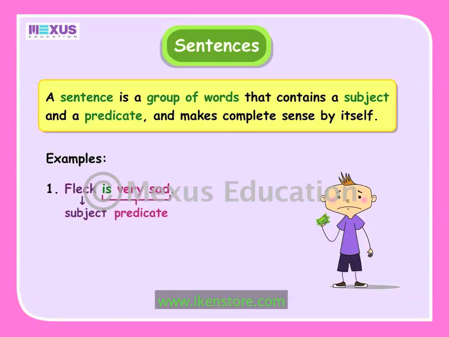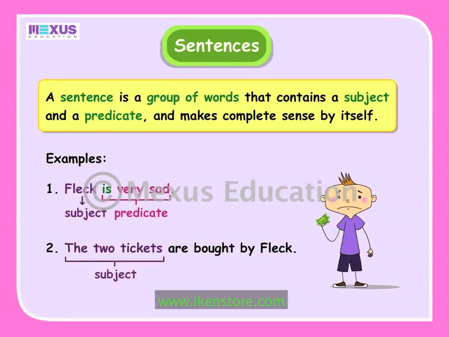Let's look at one more sentence. The 2 tickets are bought by Fleck. This is also a meaningful sentence in which the 2 tickets is the subject and are bought by Fleck is the predicate. The predicate contains the verb are bought.